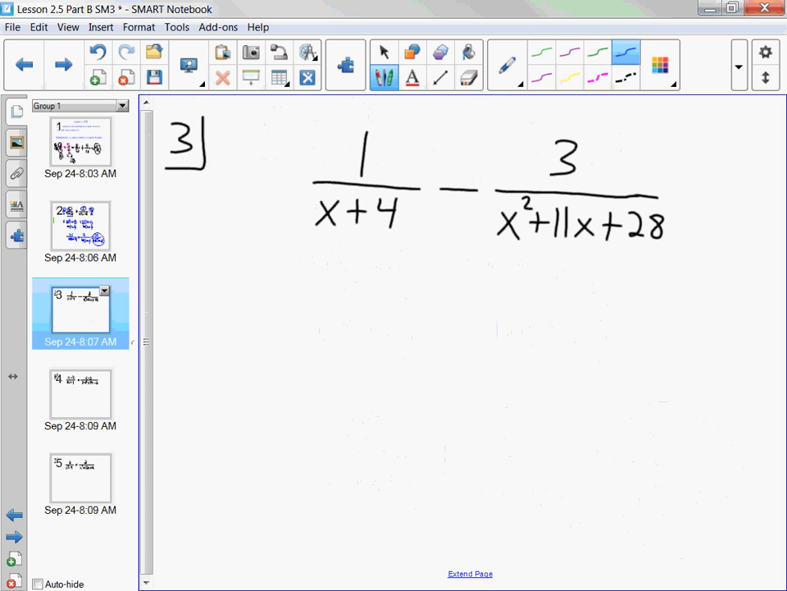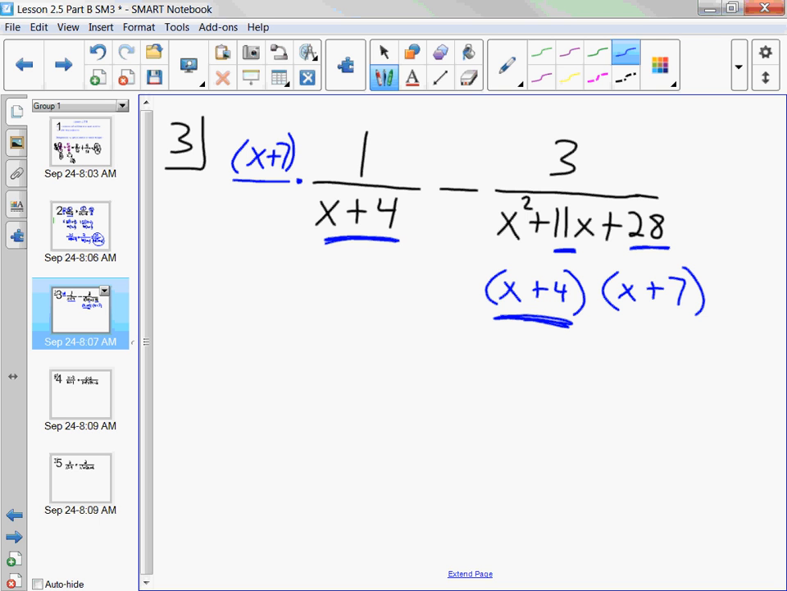Okay, here is number 3. We need to factor the denominator on the right fraction. Notice that we're looking for two numbers that we can multiply together and get 28 and add together and get 11. That would be 4 and 7. 4 times 7 is 28. 4 plus 7 is 11. You'll notice that we have an x plus 4 in both of these. But in this one, we're missing the one on the left. We're missing an x plus 7. So we've got to multiply by that special one, x plus 7.